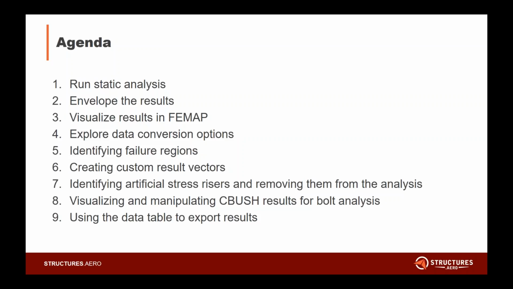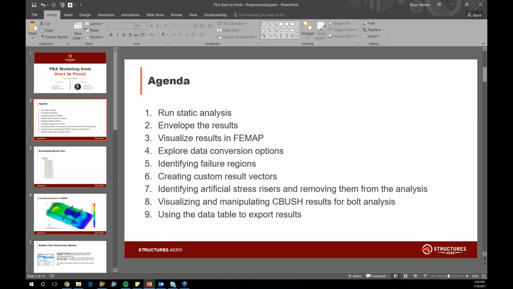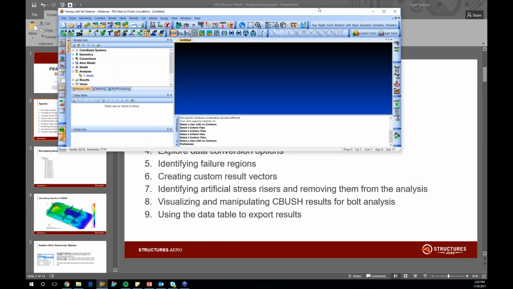We're going to create a custom result vector. Those can come in handy for writing margins or visualizing margins. And then we're going to identify some artificial stress risers and remove them from the data set. And then we'll go into some CBush visualization and data export. So we're just going to switch over to FEMAP right now and get started.